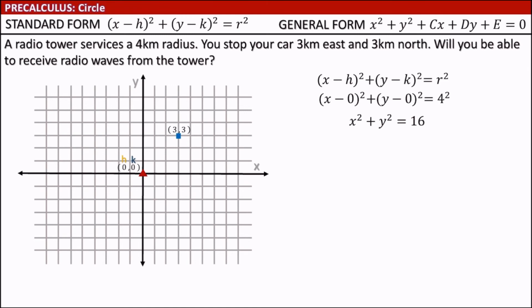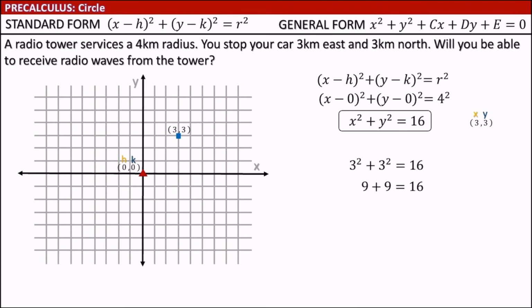Siyempre, kung inside, makakasagap pa rin siya ng signal. Kung on naman, siguro makaka-receive pa rin, pero mahina na lang kasi nasa boundary na tayo ng circle. At siyempre, kapag outside, hindi na tayo nakaka-receive ng radio waves from the tower. Now, to test if 3-3 is in, on, or outside the circle, isa-substitute natin yung 3-3 sa equation na na-solve natin kanina. Substituting the values, we have x, which is 3 squared, plus y, which is 3 squared, equals 16.